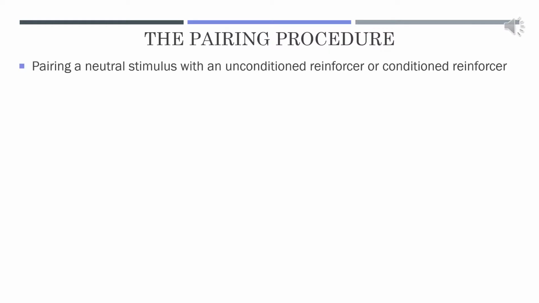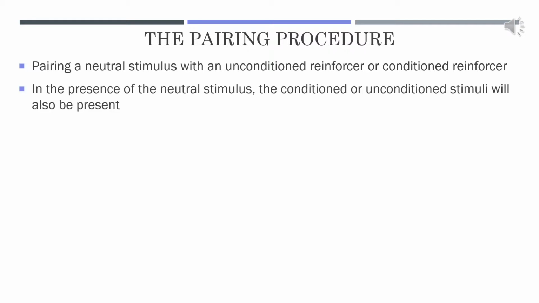We are now going to briefly discuss how a stimulus becomes a conditioned reinforcer. This is due to the pairing procedure. The pairing procedure involves pairing a neutral stimulus, such as attention or points, with a reinforcer. The reinforcer that this neutral stimulus is paired with can be a conditioned or unconditioned reinforcer. To pair two stimuli together, you will first present the neutral stimulus and then present the conditioned or unconditioned stimulus.